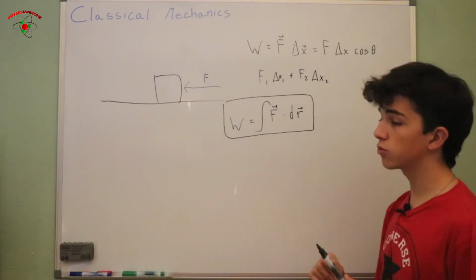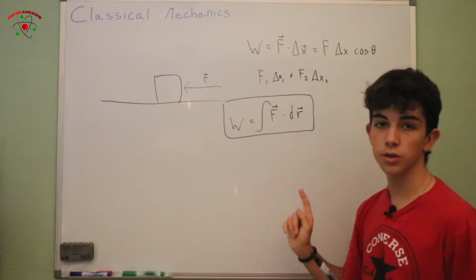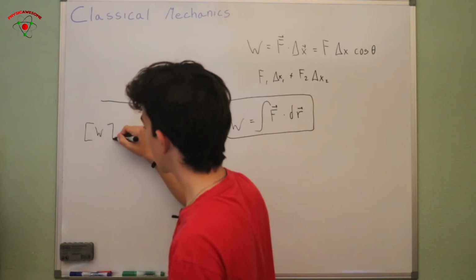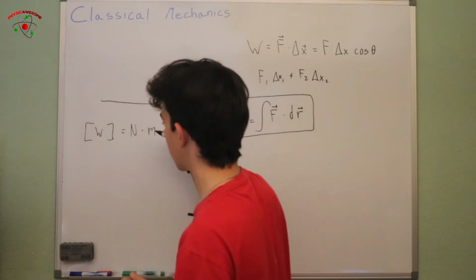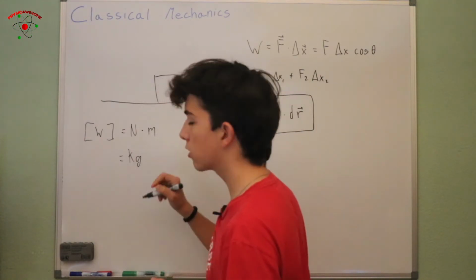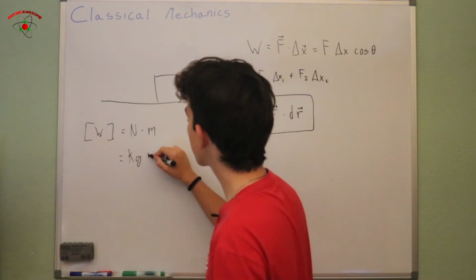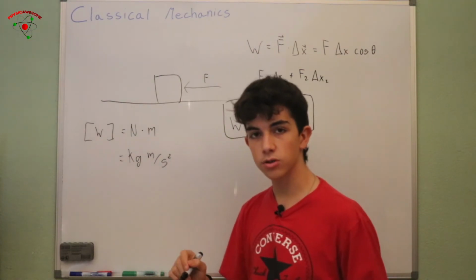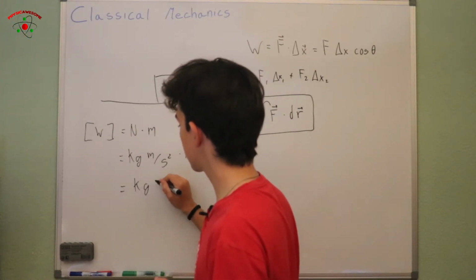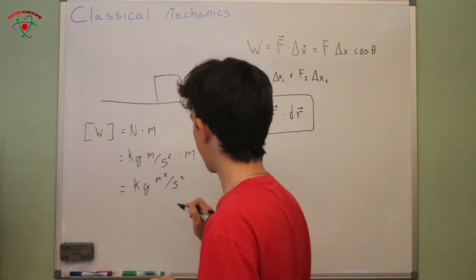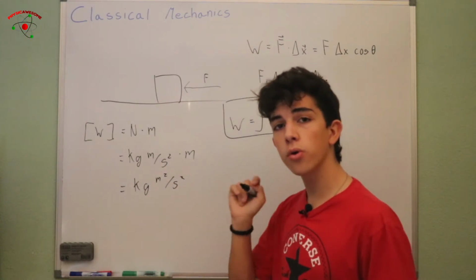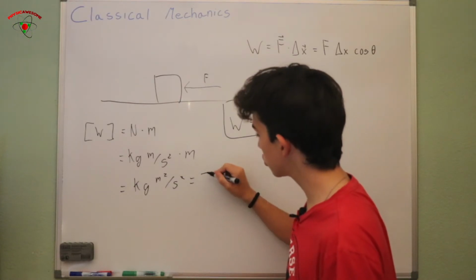Another important thing to note about work is its units. We can see from here that the units of work are newtons times meter. And if we expand our definition of newtons, we see this is kilograms times the units of acceleration, which is meters per second squared, times meters. And this is kilograms meters squared per second squared. And if you remember from the last segment, this is no other thing than joules.